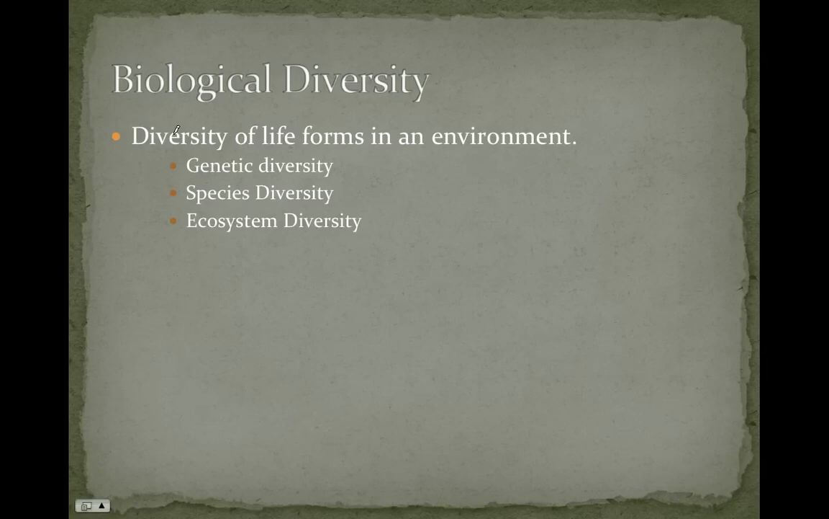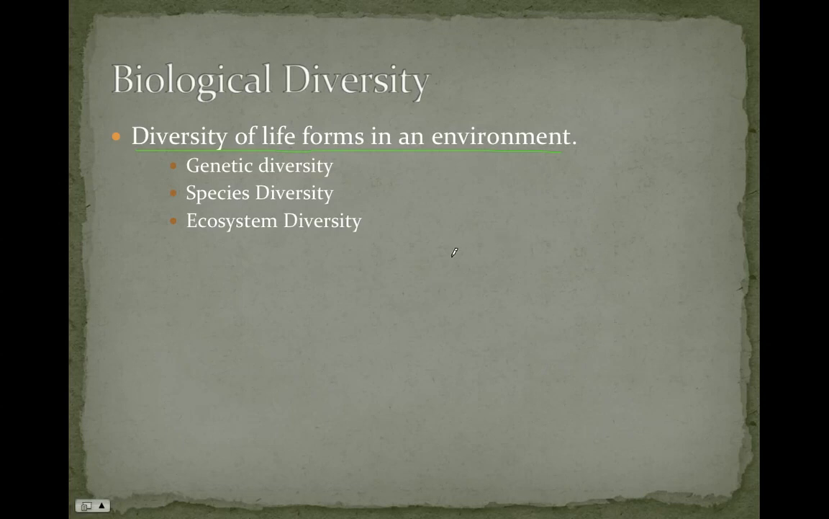So the first one we're going to talk about is biological diversity. This is perhaps the most important environmental indicator, and perhaps also one of the most shocking, or one of the most concerning, I guess that's the word I want, indicators that we see currently on the planet. So biological diversity is referring to the diversity of life forms in an environment.